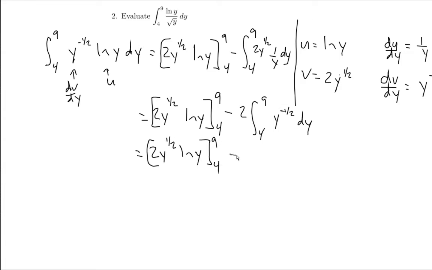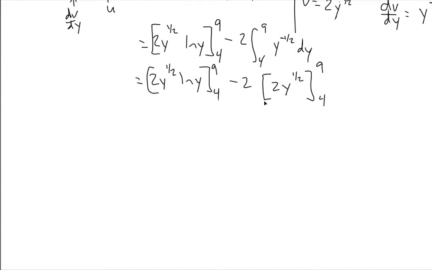Now I can do this anti-differentiation. This becomes 2y to the 1/2. I can check that again. If I take this derivative, I end up with y to the negative 1/2, so this looks like the right antiderivative, but of course I have to evaluate from 4 until 9. And so now I can go in and actually evaluate these things.